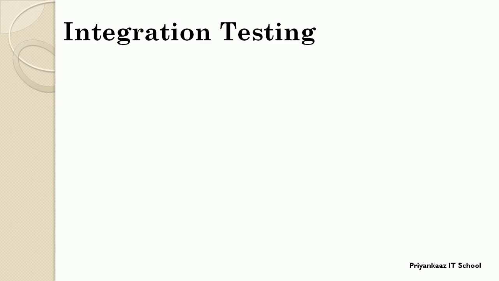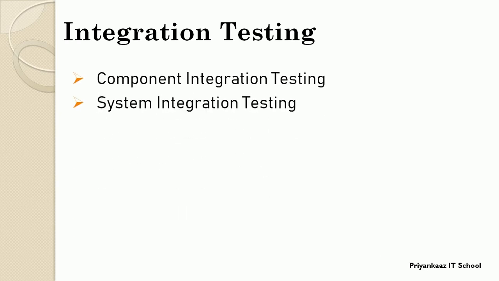Now let's see what the different levels of integration testing are. Because we can integrate two different components together, and we can integrate two different systems together, that's the reason we have two different levels of integration testing. That is component integration testing, the first level, and second is system integration testing. Now let's understand what this component integration testing is.